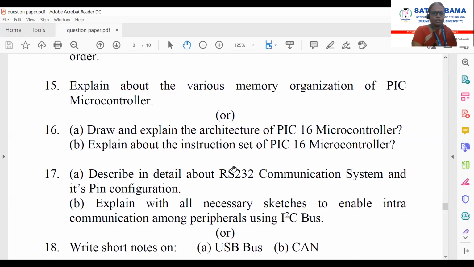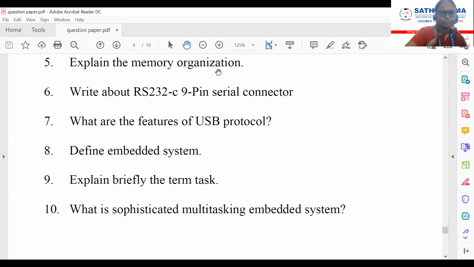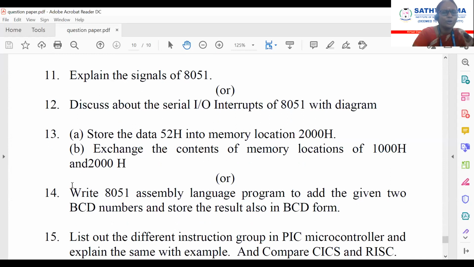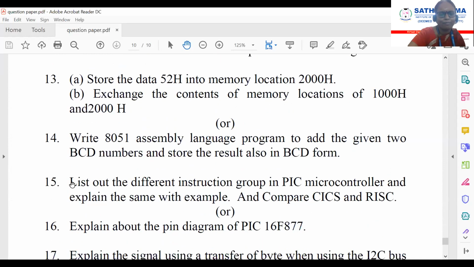Okay. So I will move on to the next question, ma. You just see RS232 9-pin serial connector. You have to draw USB protocols, memory organizations, and define embedded system. The same thing only they have given. I think if you studied your part B, part A will automatically get covered.